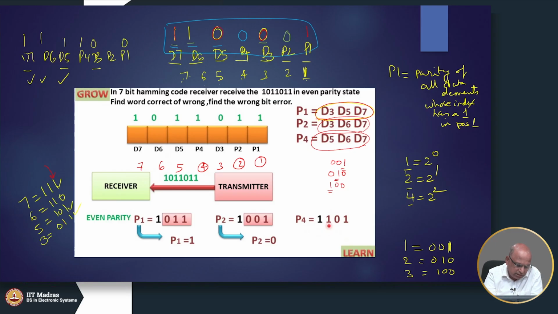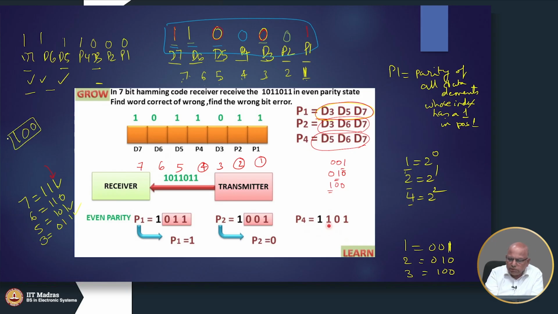P2 is 7, 6 and 3. So 7 is 1, 6 is 1, 3 is 0. So already it is fine. So we put a 0 here. So the new parity bits are 1, 0, 0.